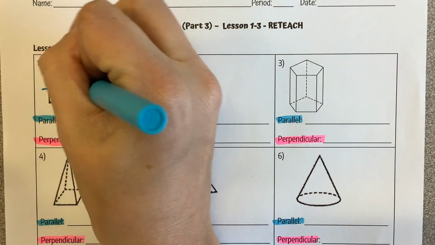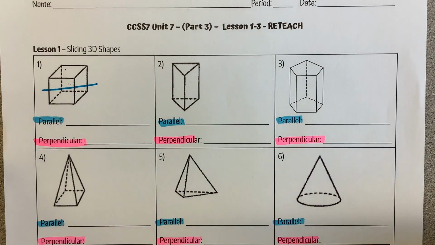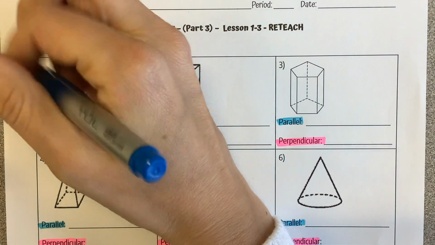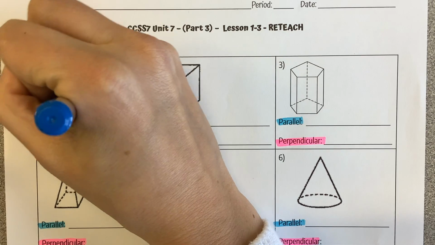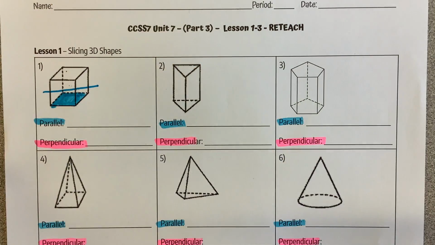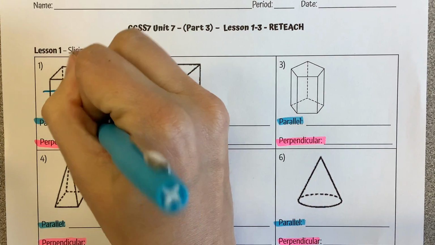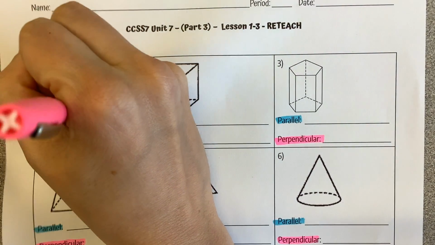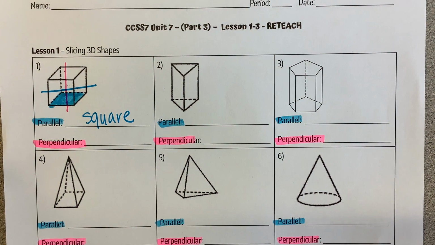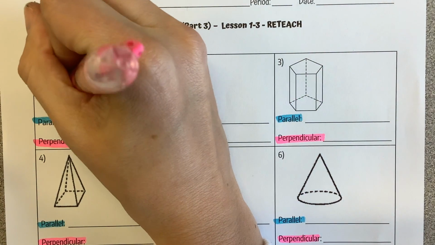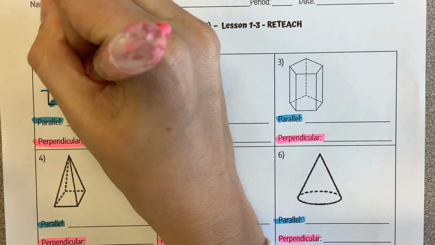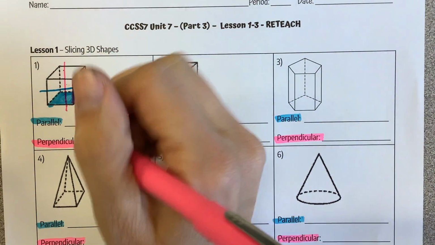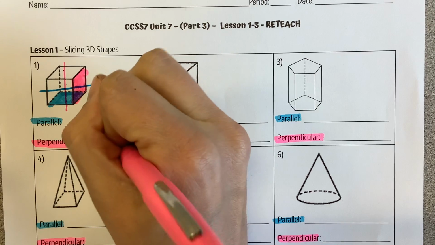parallel to the base, what is my base shape? Well, for this, I have a square, or rectangle would work too. Versus the perpendicular cut, I'm going to look at that lateral, the shape on the side here, and that is also a square because we have a cube, so they're all the same.